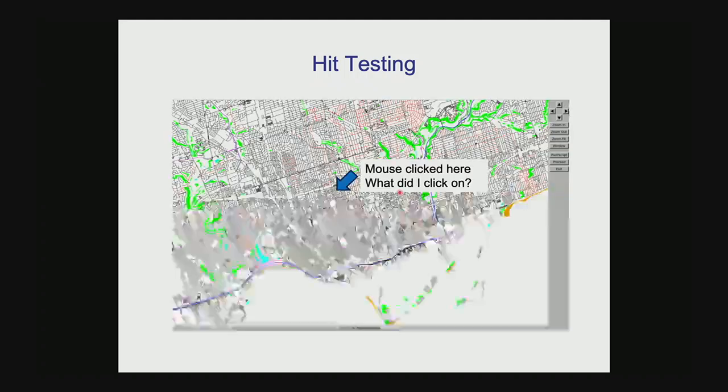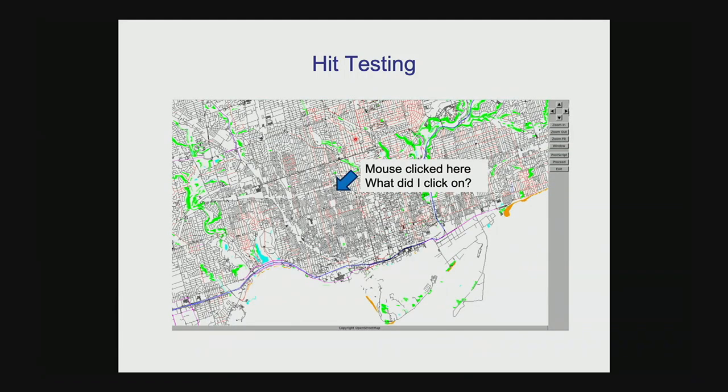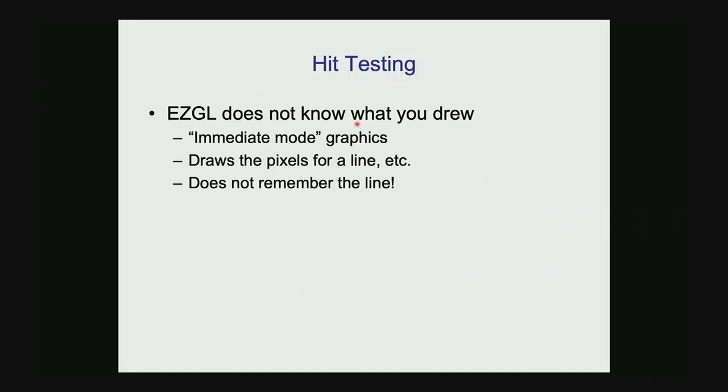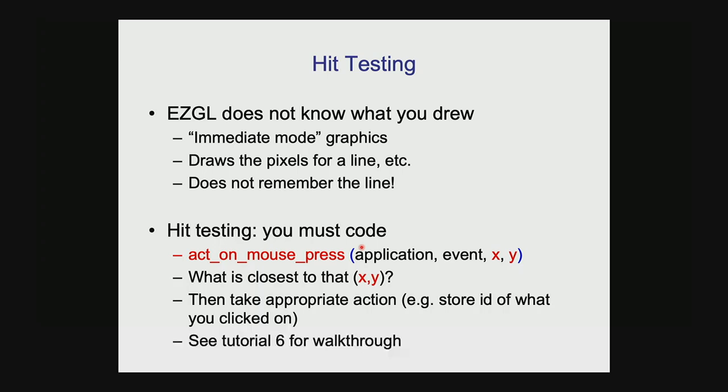Okay, so again, ECE297 doesn't know what it's drawing. All it knows is that it's drawing something, right? So it doesn't know what to do. You need to implement and tell ECE297 what it needs to do. So basically, you will implement all of these inside the act on mouse press. This is what I just talked about. For example, find the closest intersection and show whatever you want on it.